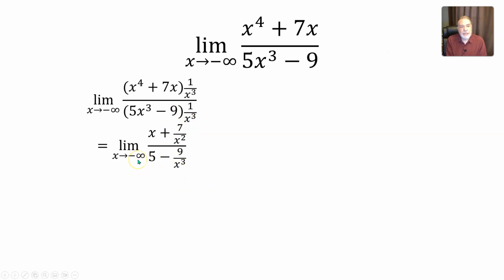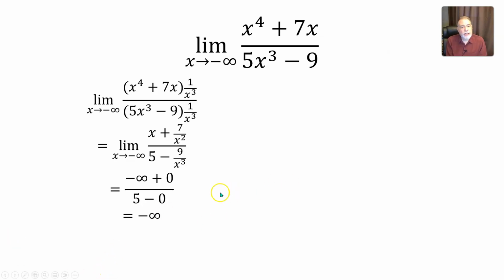Now, as x approaches negative infinity, this x here is approaching negative infinity. The 7 over x squared is approaching 0, and the 9 over x cubed is approaching 0. And we have a numerator that's approaching negative infinity plus 0, which would be negative infinity, over a denominator that's approaching 5. And so that limit would be negative infinity. In other words, the limit doesn't exist because as x itself gets more and more negative, we get values of this function that are more and more negative.